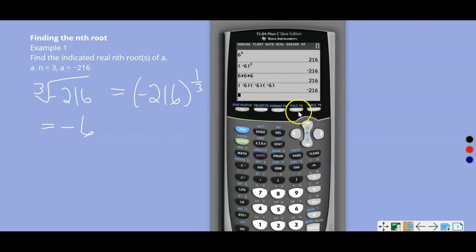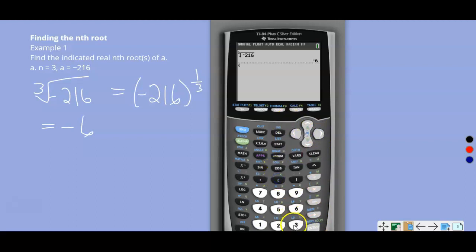All right, and I do want you to have good number sense. I want you to be able to look at these numbers and try to figure these out on your own. But I also want you to know that there is a radical button on here. Let me see. If you go to math and you come down to number 4, this is your cube root button. So if you hit enter and then you type in negative 216 and then hit enter, it's also going to give you negative 6.